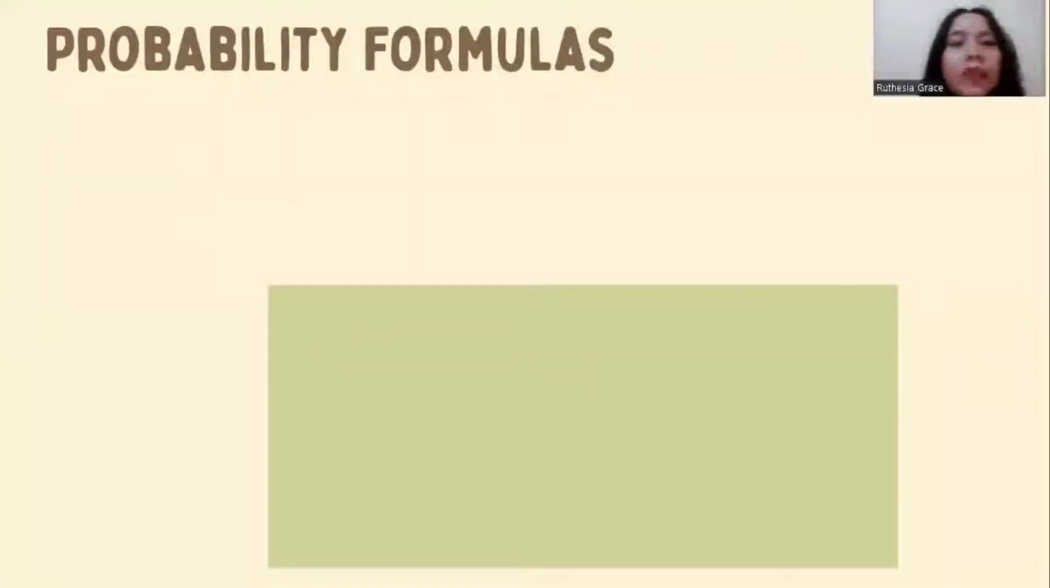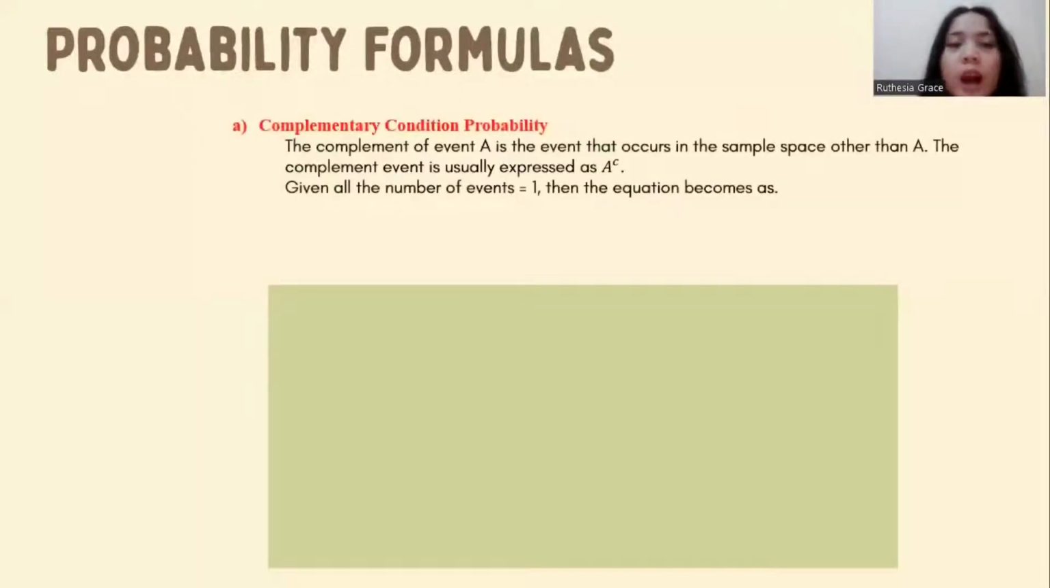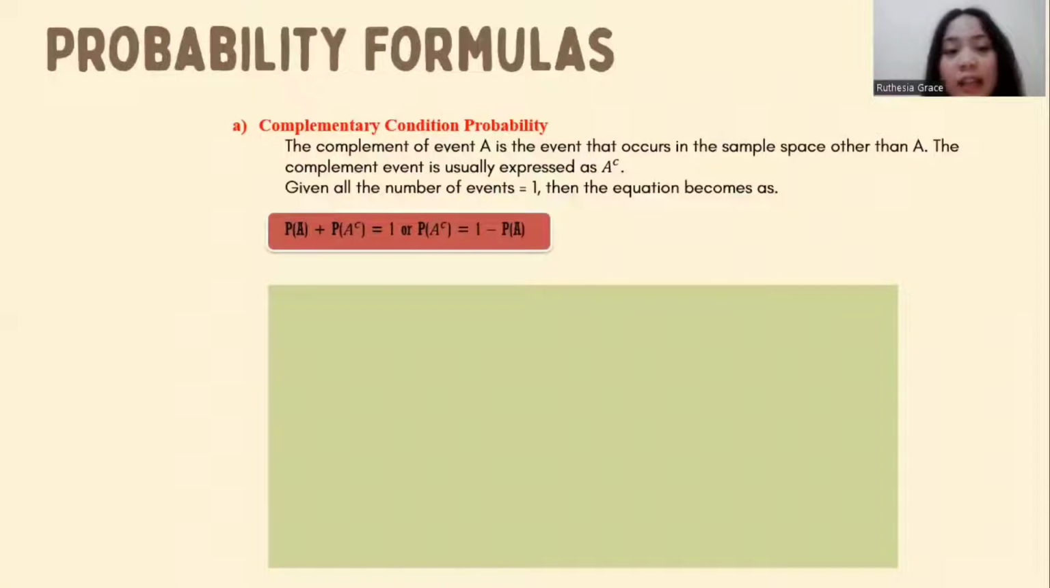Now we move to probability formulas. First, we have complementary probability, which is the complement of event A, the event that occurs in the sample space other than A. The complement event is usually expressed as A complement. Given that the total probability of all events is equal to 1, then the equation is probability of event A plus probability of A complement is equal to 1, or probability of A complement is equal to 1 minus probability of A.